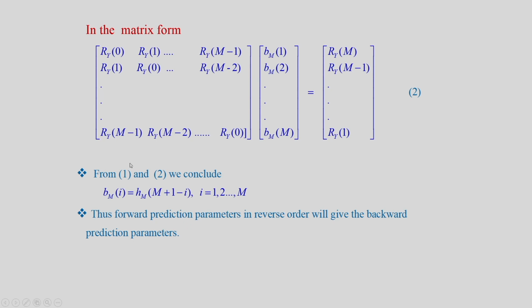Therefore, comparing with the forward prediction problem in equations 1 and 2, we get the relationship between the coefficients: b_m(i) is equal to H_m(m+1-i), where i goes from 1 to m. That means the forward prediction parameters in reverse order will give the backward prediction parameters. So, this is an important observation. These b_mi are nothing but the forward prediction parameters in reverse order.